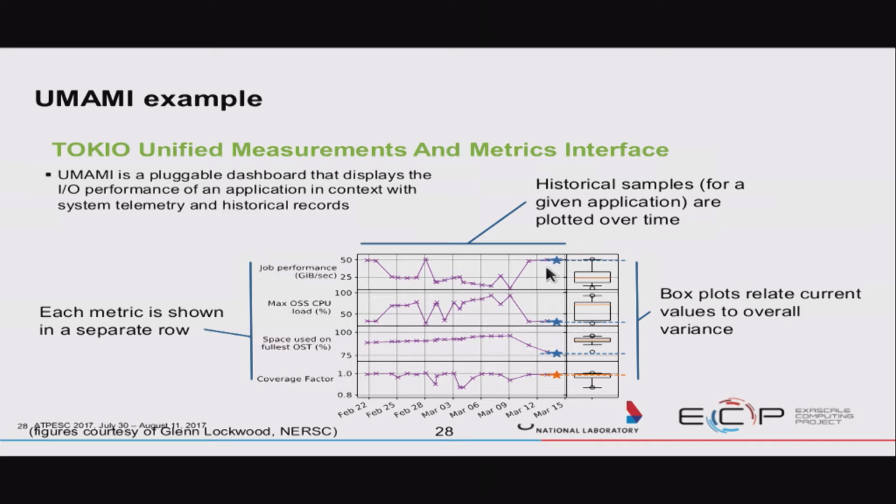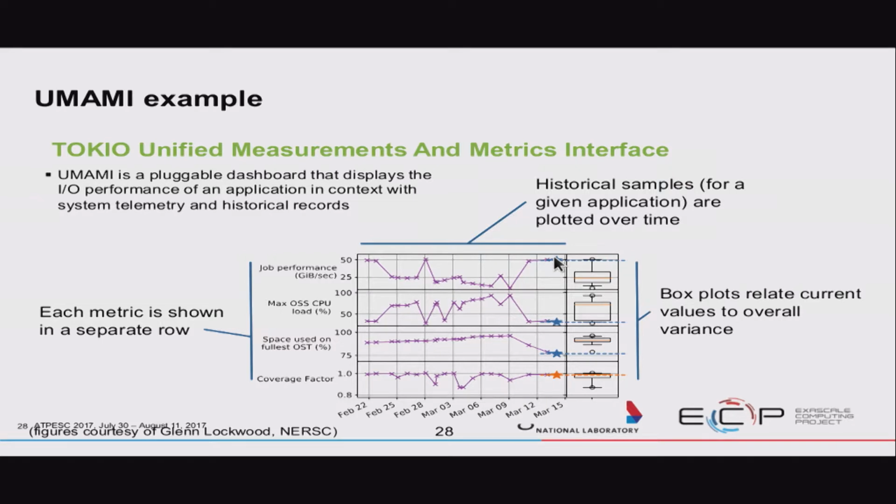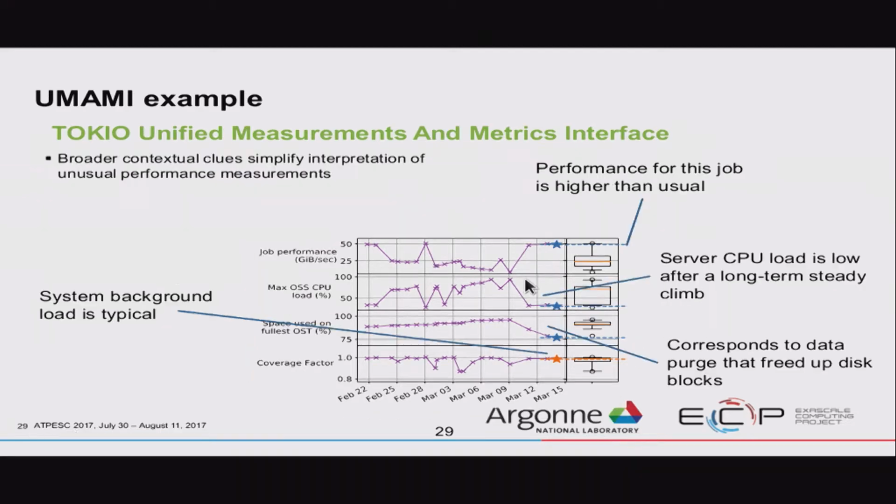And then we stack that with a lot of other metrics taken at the same time. So what was the CPU load on the servers? How much space was left on the file system? Different things like that. So that not only do you see how your job performed, but what the system was doing around it. And sometimes you can see things that correlate pretty closely just by looking at a simple comparative graph like this.